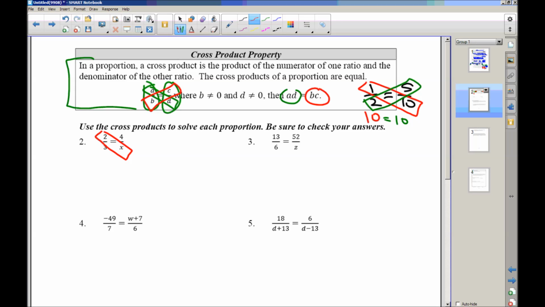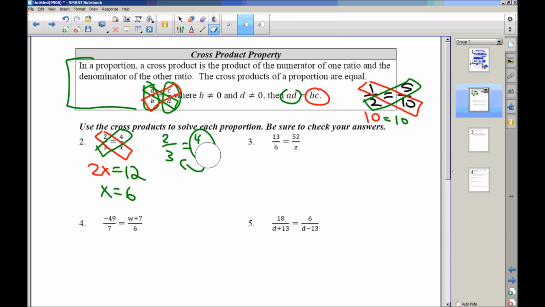So we have 2 times x is 2x. And we have 3 times 4, which is 12. And then we solve this resulting one-step equation to get 6. Okay? Now we should check ourselves to make sure. On the left side we already had 2/3, and on the right side now we have 4/6. And 4/6 does reduce to 2/3, so we know we did it right.